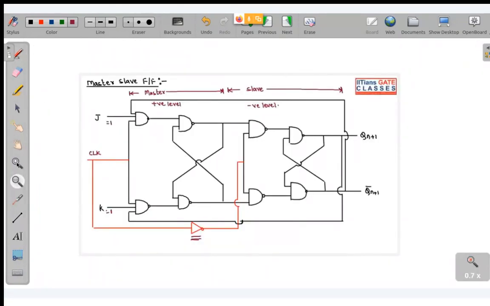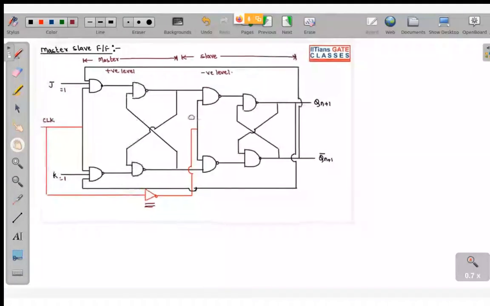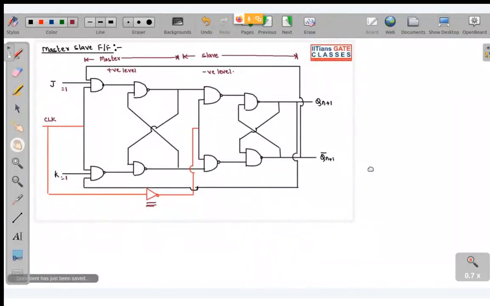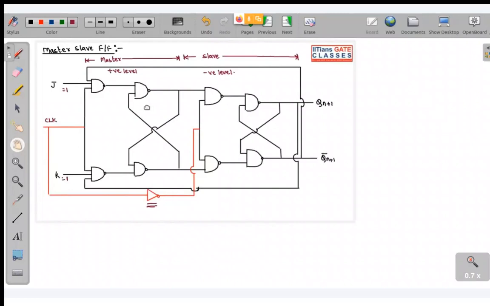is, is this diagram visible to you guys? Please tell me yes or no. Is this visible properly? Okay, fine. Now I will be drawing the clock.